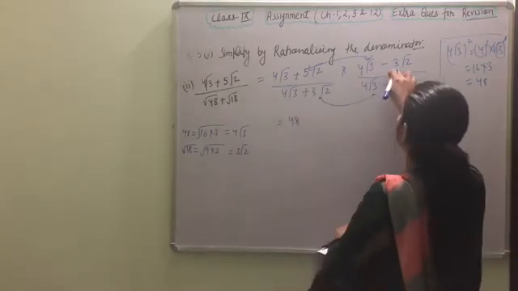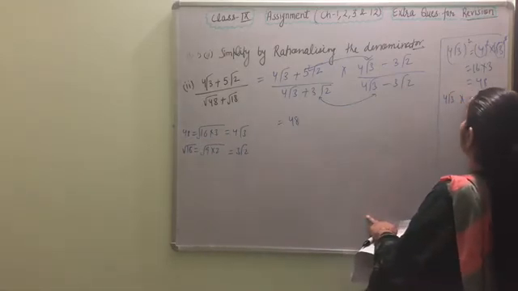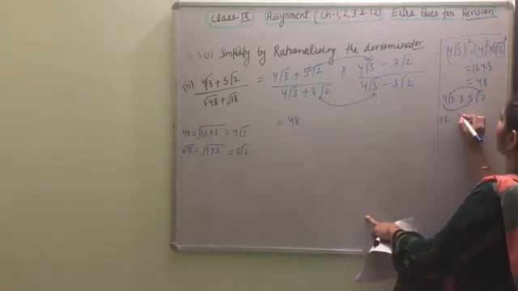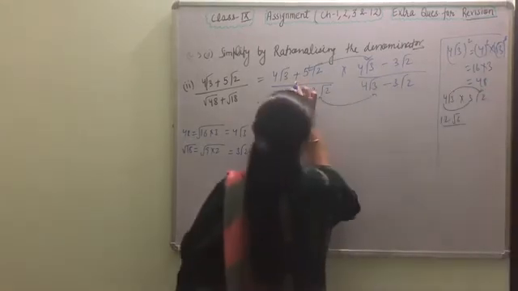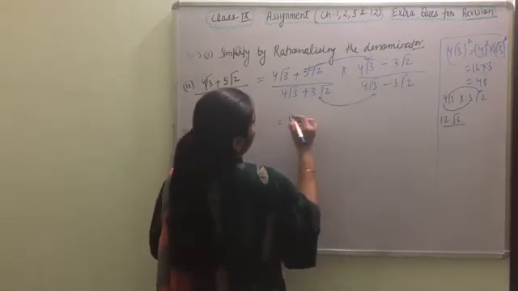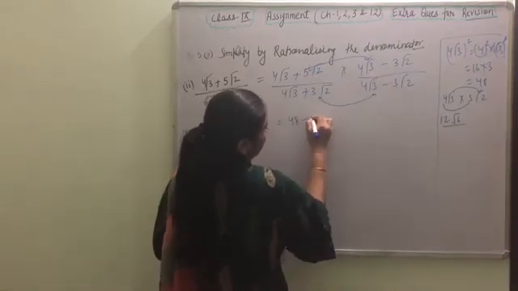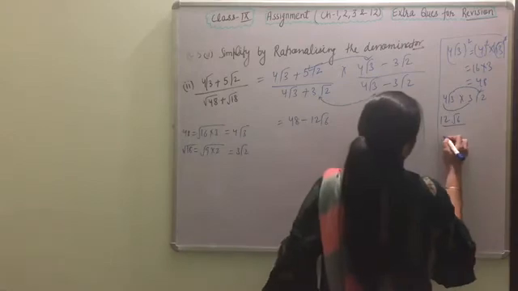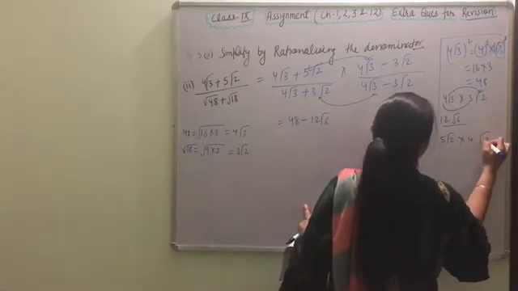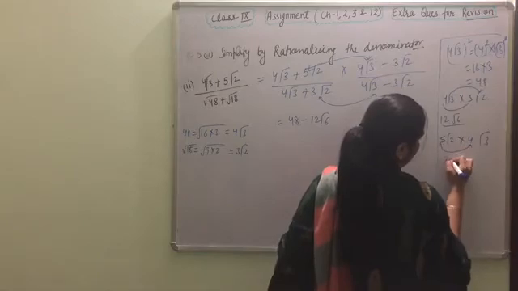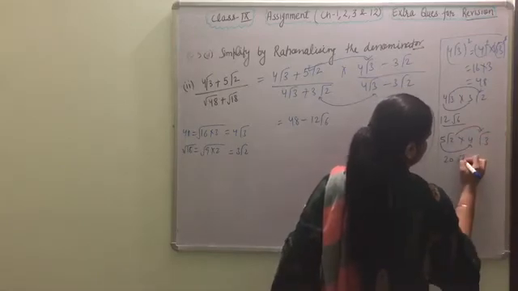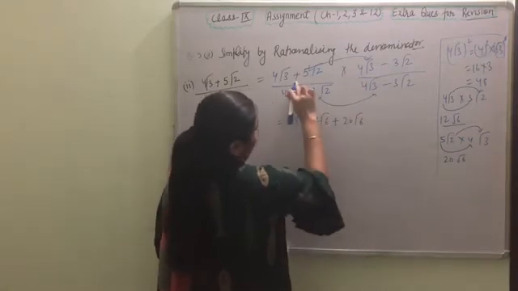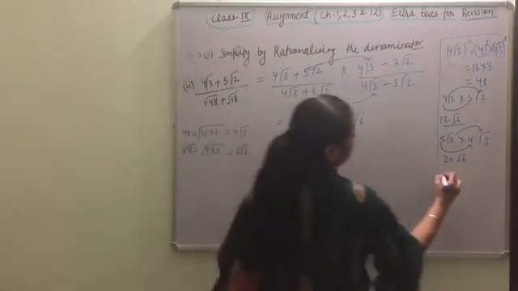Now 4 root 3 into 3 root 2. 4 3s is 12. Root 3 into root 2, root 6. 12 root 6, positive and negative, plus minus gives minus. First term and second term. 12 root 6. Now we are multiplying 5 root 2 into 4 root 3. 5 4s are 20. Root 2 into root 3, root 6. Sign is positive and positive, positive.